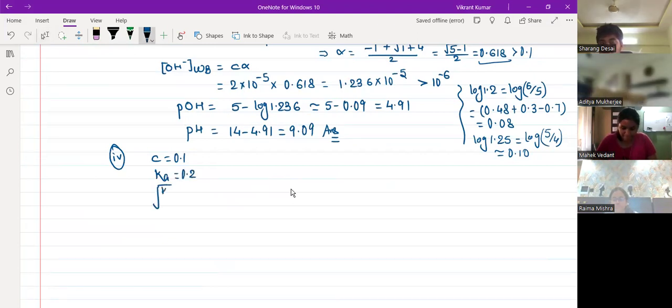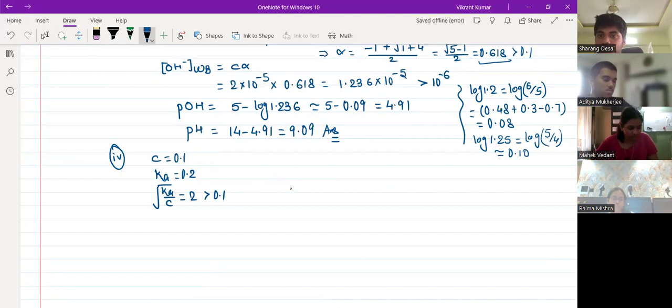So if I calculate under root Ka by C, this comes to 2. This is greater than 0.1; it has become even more than 1. Theoretically we have to check only that much, but this comes out more than 1. Taking this as alpha would be a crime. Alpha can never be more than 1, right? So it would have been a crime if I had taken this as alpha.